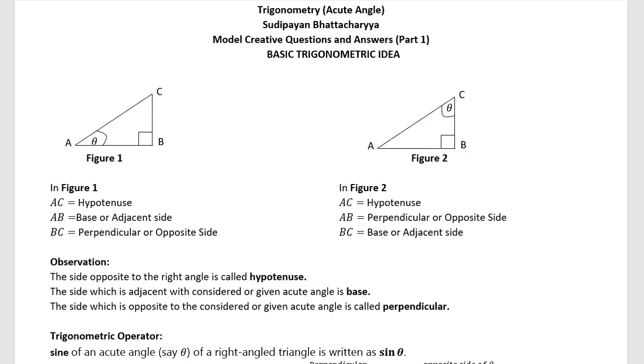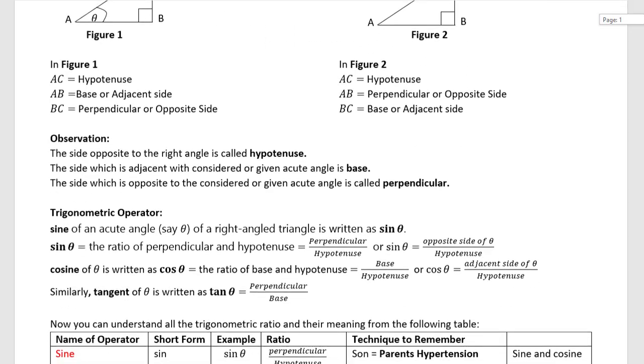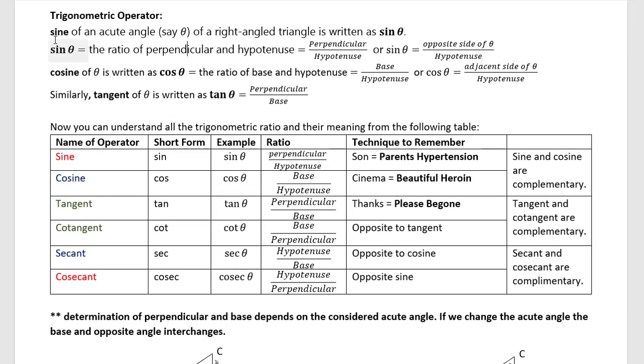Now we will go to trigonometric ratios, trigonometric operators. You know that there are six basic trigonometric operators in your book, which are called sine, cos, tan, cot, sec and cosec. So what is sine? Sine is written in short as S-I-N, and the long form is S-I-N-E, sine. And the sine of an acute angle, say theta is an acute angle, of a right angle triangle is written as sine theta.